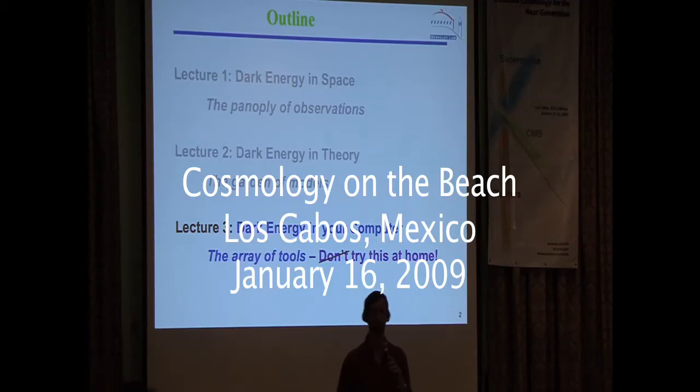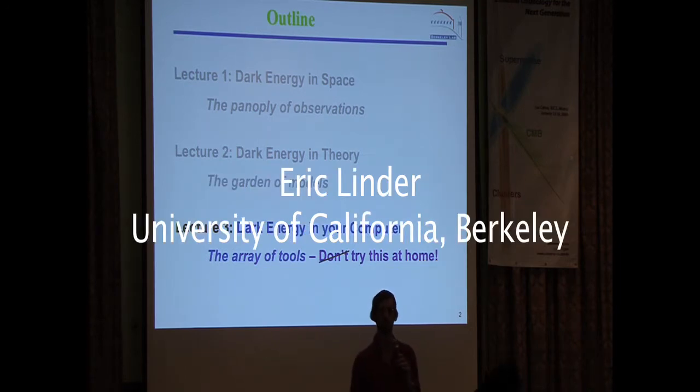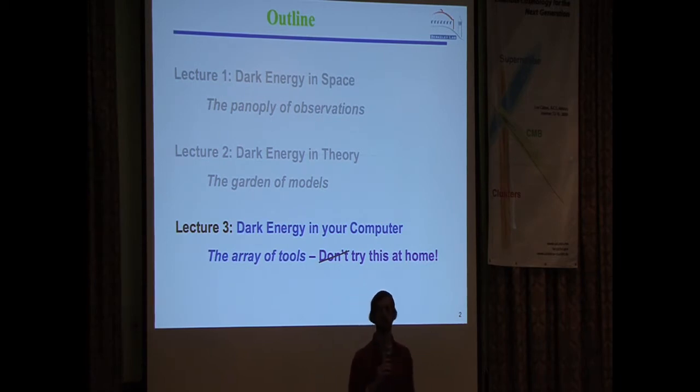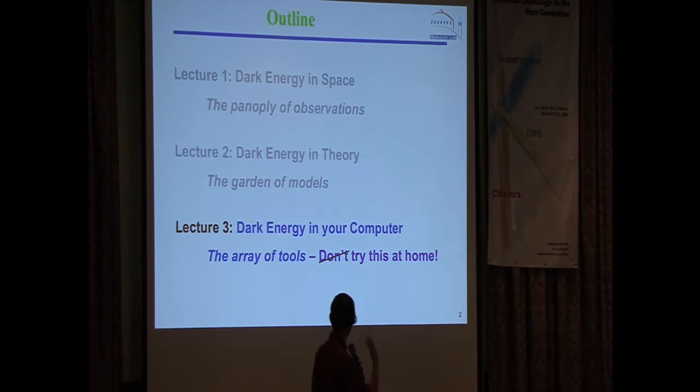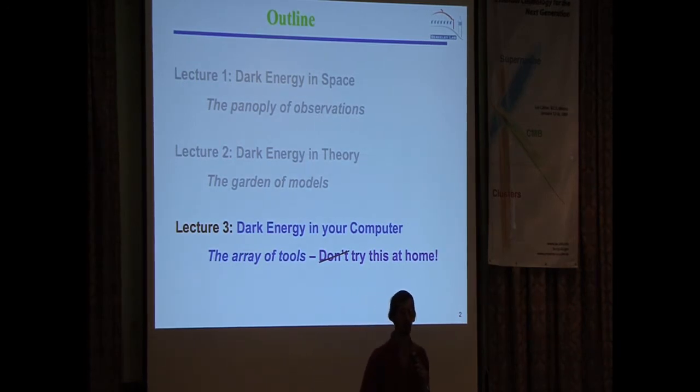In the first lecture, I talked about dark energy from the observational point of view, the second about dark energy from the theoretical point of view, and now I'll talk about where the rubber hits the road when you try to compare theories to observations and data to models. So how do you actually go about doing this? What are some of the common tools that people use, and what are some of the pitfalls along the way, in particular systematic uncertainties?